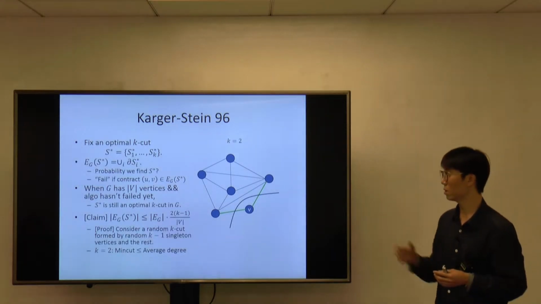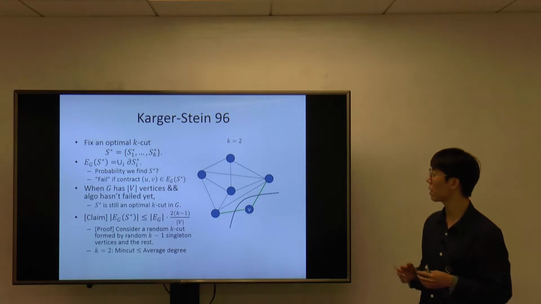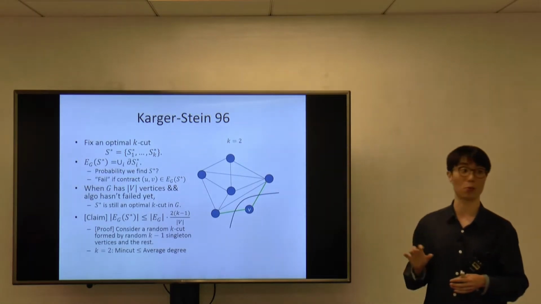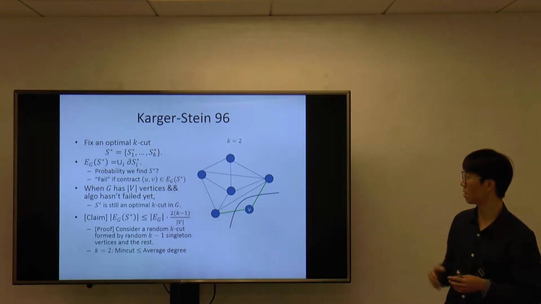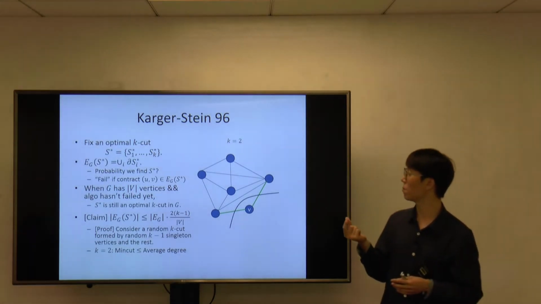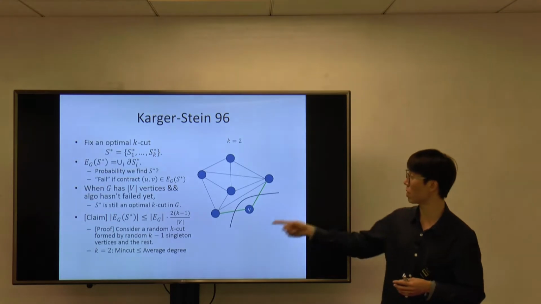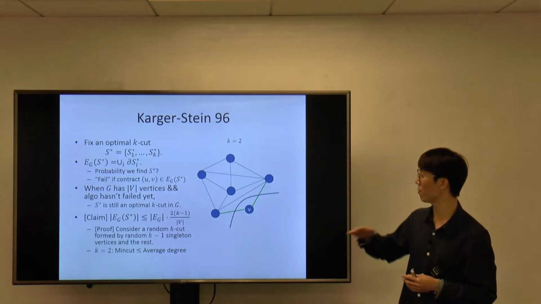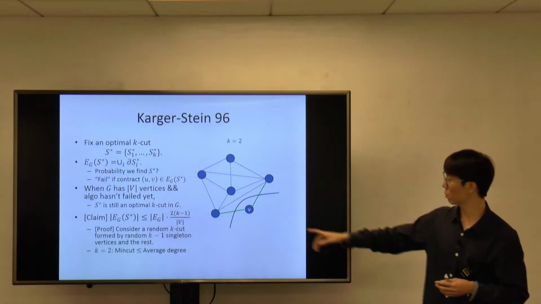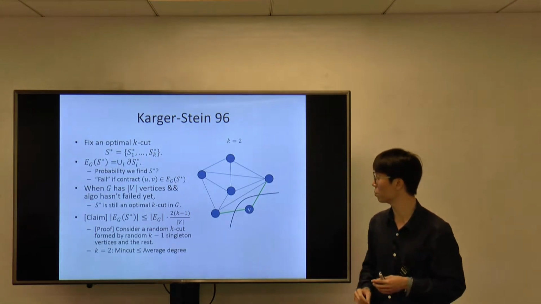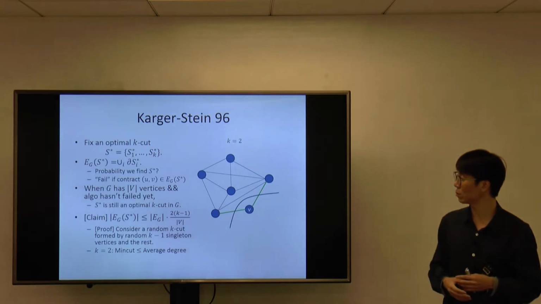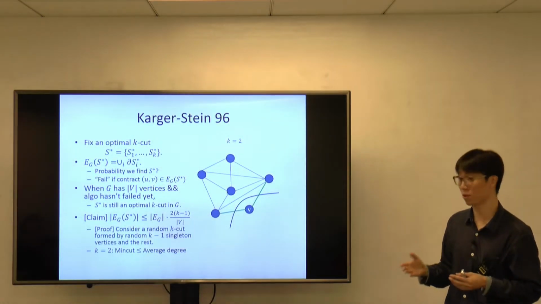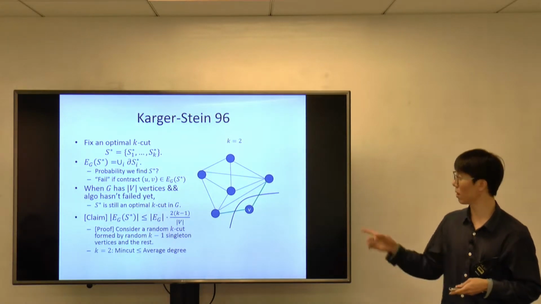This claim is easy to prove because we can consider a random k-cut formed by k minus 1 singleton vertices and the rest of the graph. Then for each edge, the probability that it belongs to this random k-cut is bounded by 2k minus 2 divided by the number of vertices. So this claim is true, and when k is 2, it is just the easy fact that the size of the min cut is at most the average degree of the graph.